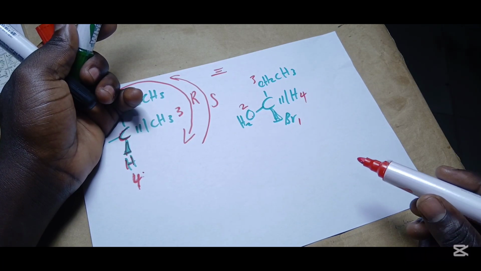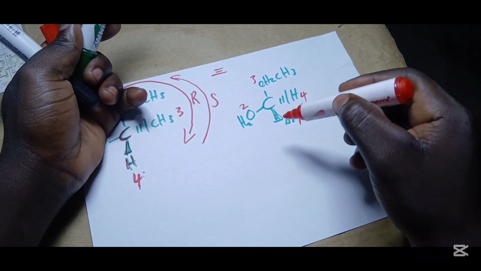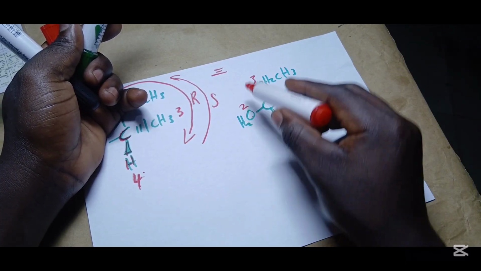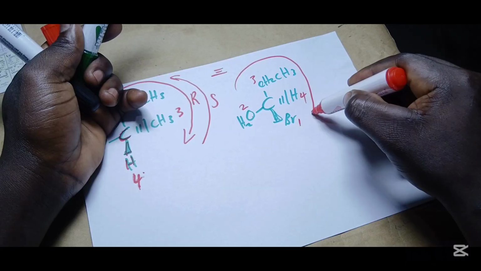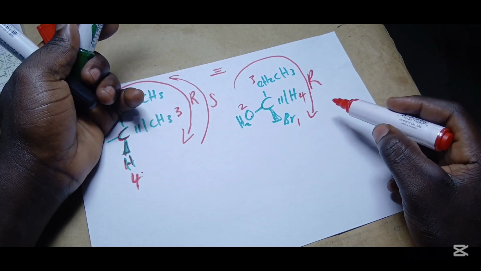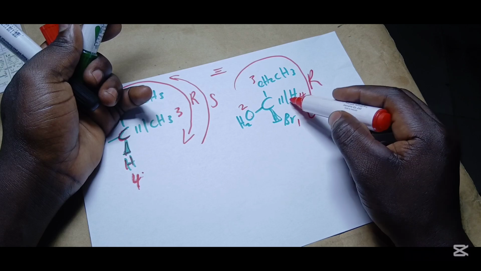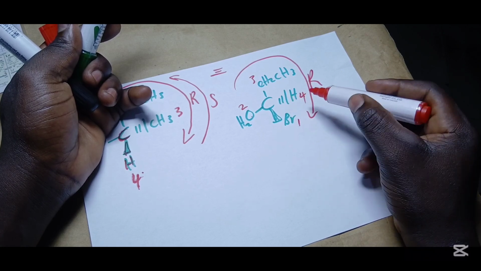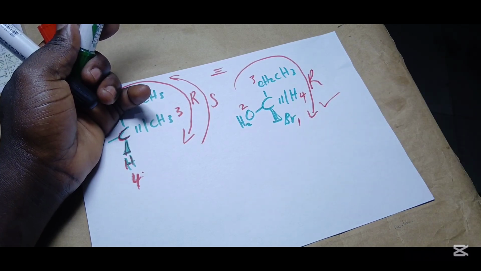What is the direction of our priority flow? From 1 to 2 to 3 to 4. So 1, 2, 3, 4, clockwise. So an R configuration. Is our least priority group on the dash wedge? Number 4, is it on the dash wedge? Yes, it's on a dash wedge. So this is an R molecule.